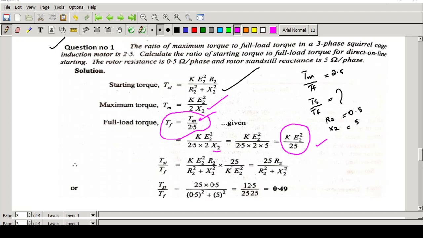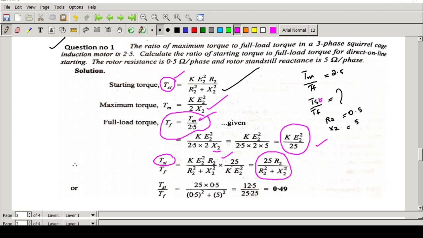Now again, we are supposed to find this ratio, that is starting torque by full load torque. Now the starting torque equation we already know. We can substitute in this particular first equation, divided by TF. TF is also given, that is K into E2 squared. So we are substituting TST and TF in this equation. From that we will get this expression.